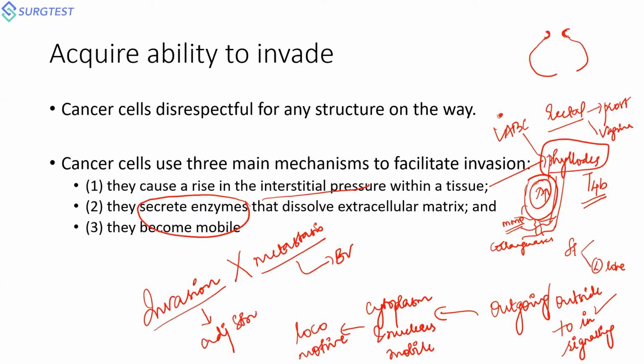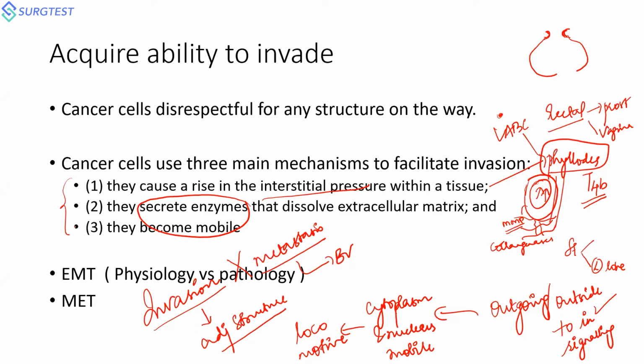The adjacent structure, again, you can ask, it can be a blood vessel, it can be a solid organ, it can be a normal skin as well. It doesn't bother about it, but any local invasion will be because of one of these three important points. And now the most important thing that has been asked in the common MCQs is your EMTs and your METs.